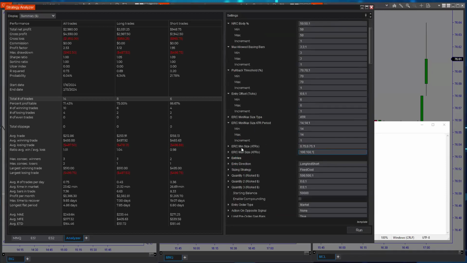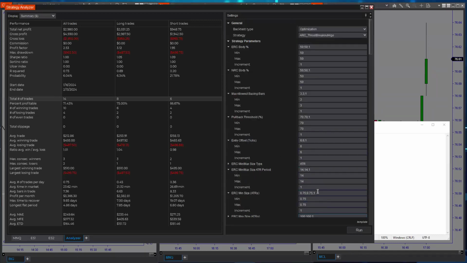ATR. Minimum, maximum, I don't care. So this is the stuff I'm going to optimize. Yeah, what I was doing there, Donald, is I'm just turning everything off. Okay, so we're starting here.